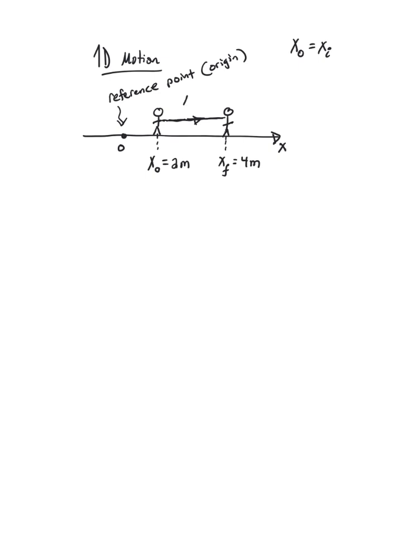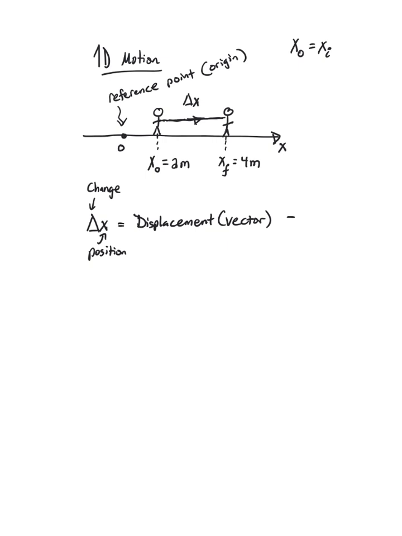We can now define the change in position, delta x. Remember, capital delta means change, and x means position. So this is the change in position. There's been some change in position, and we want to quantify it. Now, this change in position has a name in physics. It's called the displacement, and this is a vector quantity.